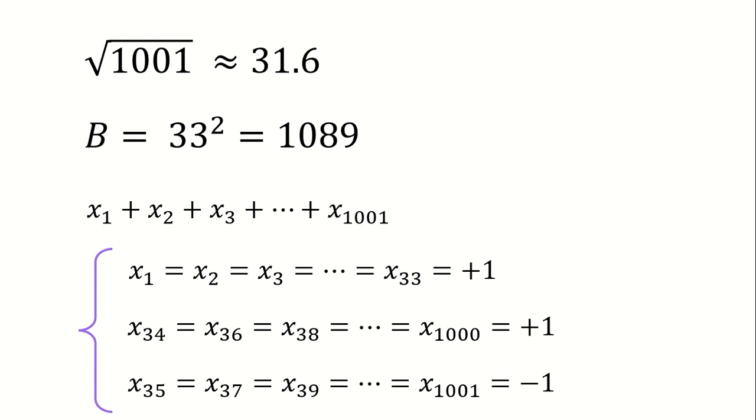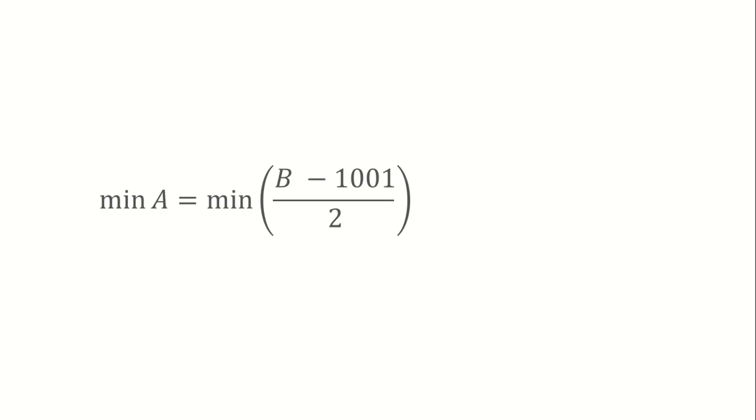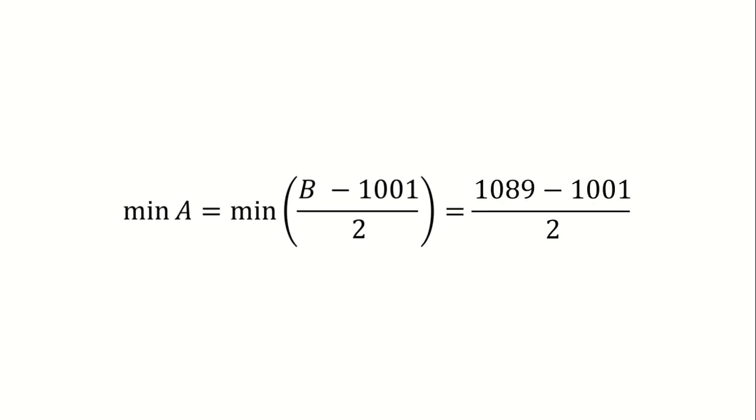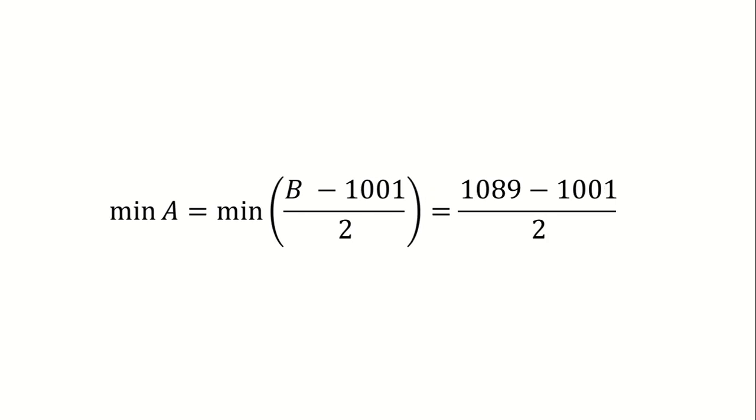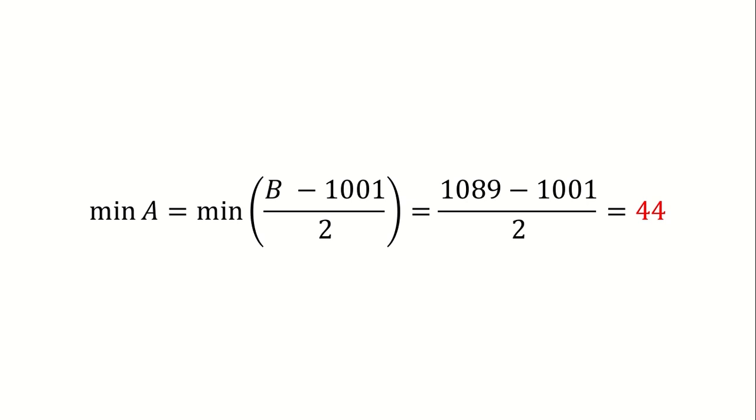So the minimum that the question asks for is equal to the minimum of (b minus 1001) divided by 2, which is equal to (1089 minus 1001) divided by 2. If we calculate this, we get the number 44. So the result is 44 as the answer to the question, and the minimum of a is equal to 44.